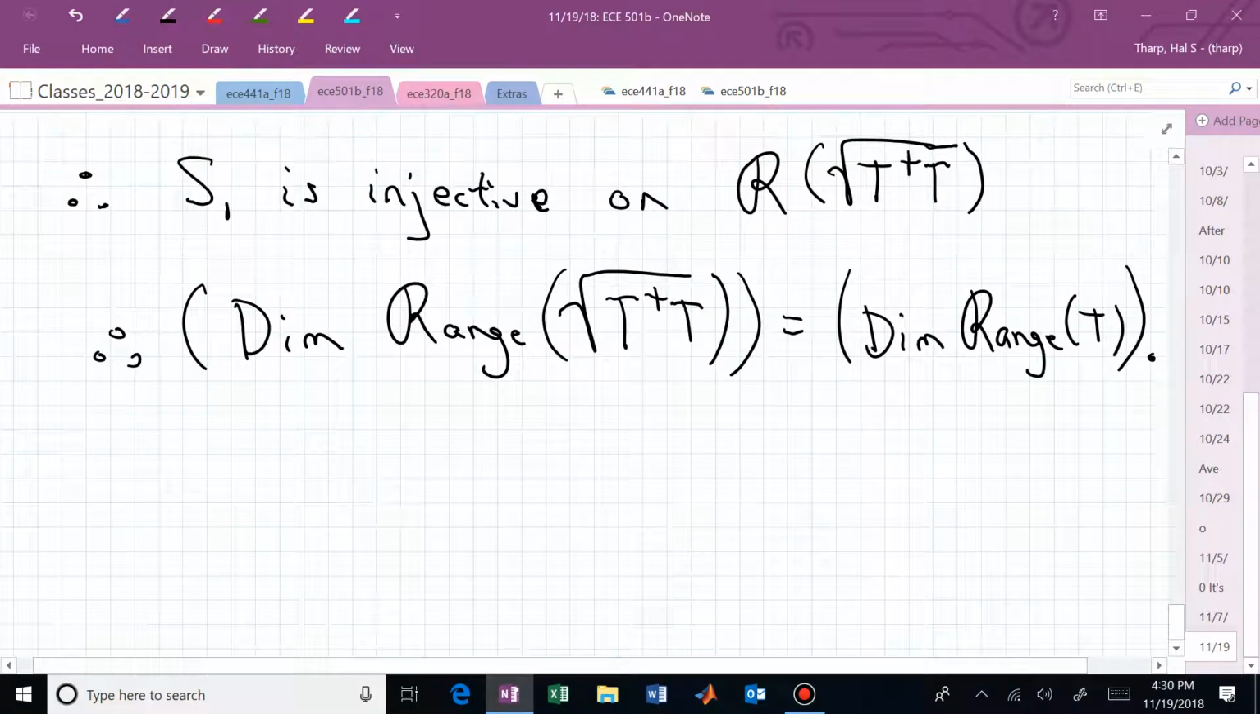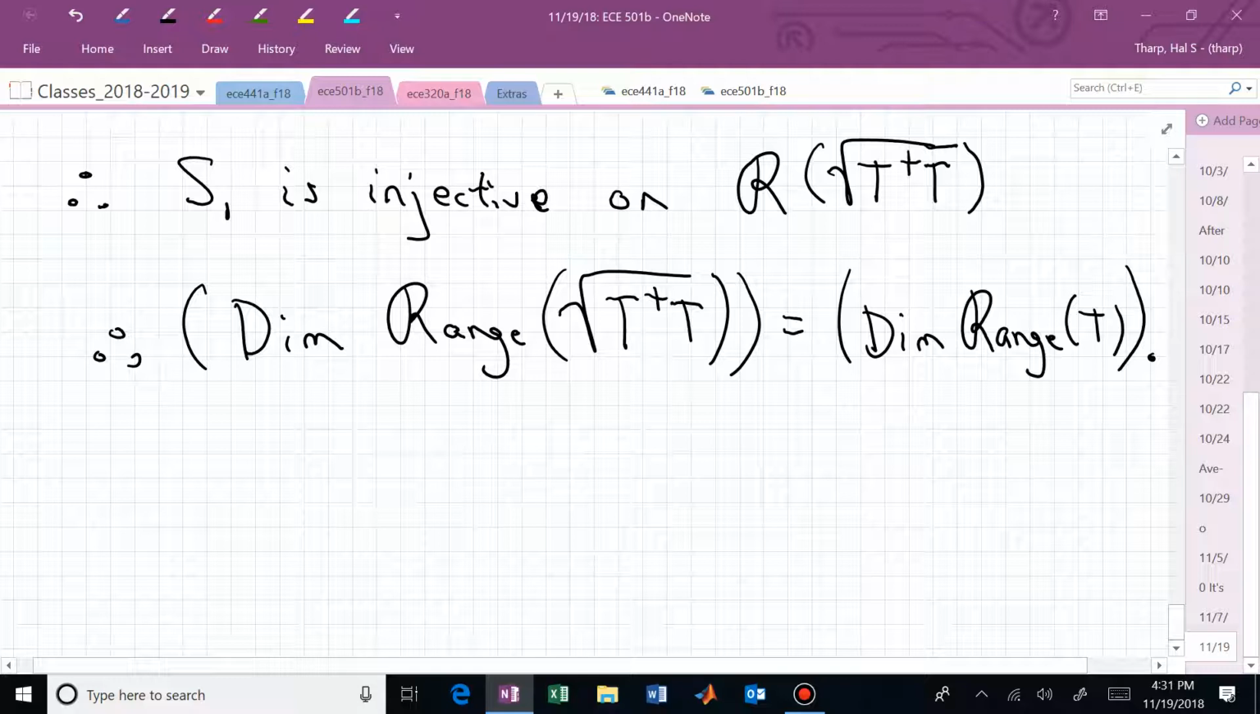So now we're not changing. We had preserved scaling between the norm of T and the norm of this positive operator. So we're not losing any dimensions when we look at the range of T compared to the range of this positive square root of T dagger T.